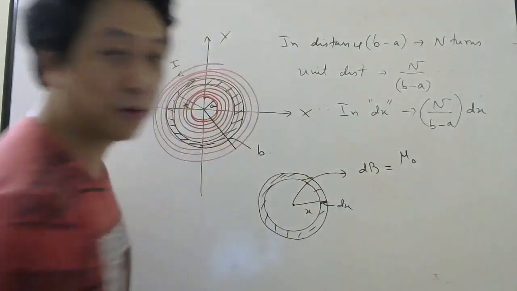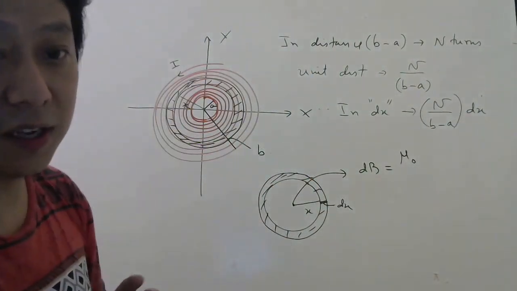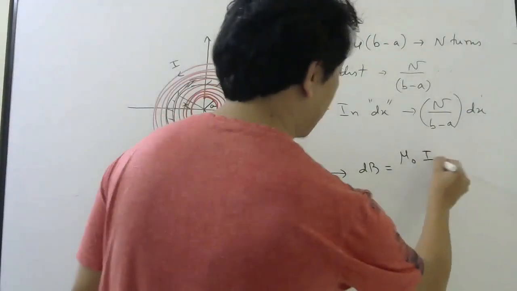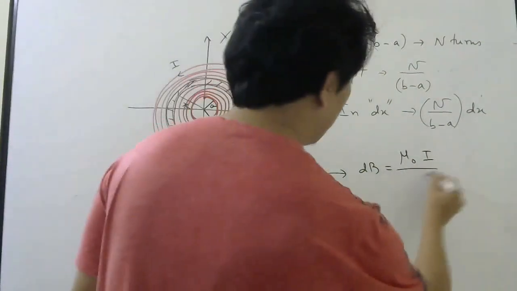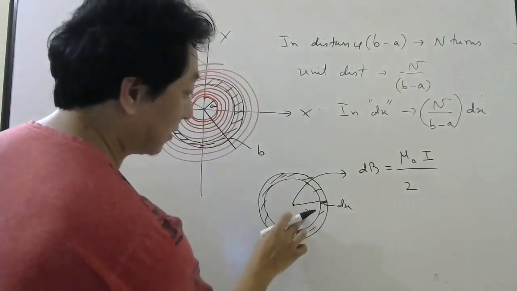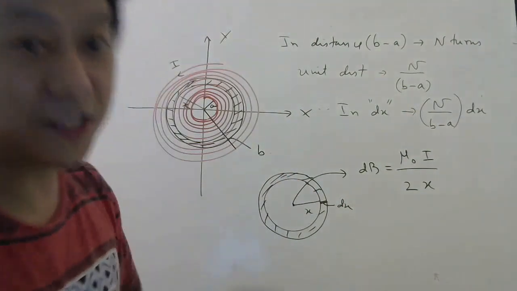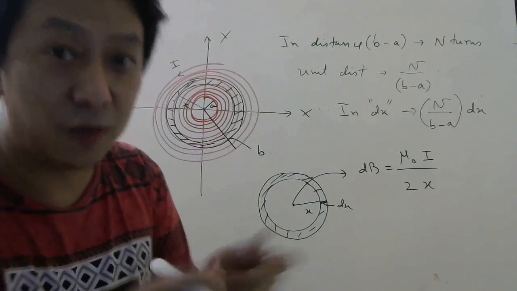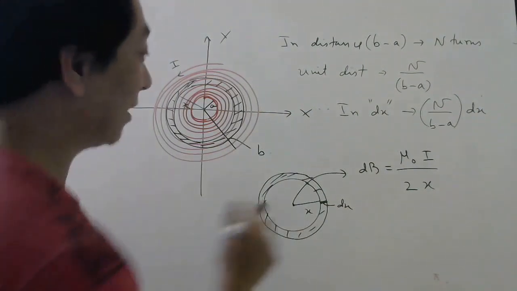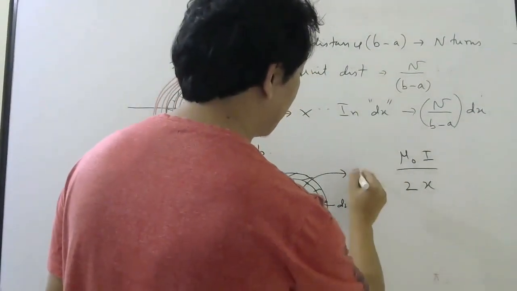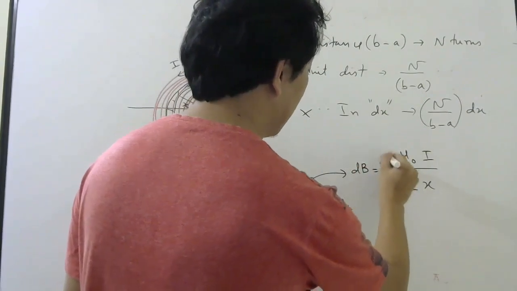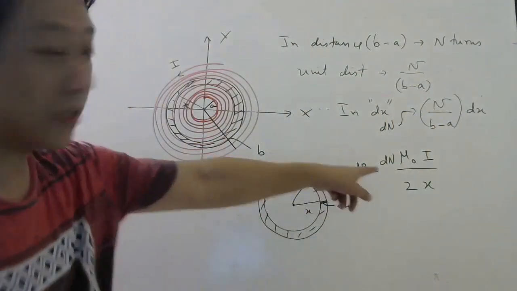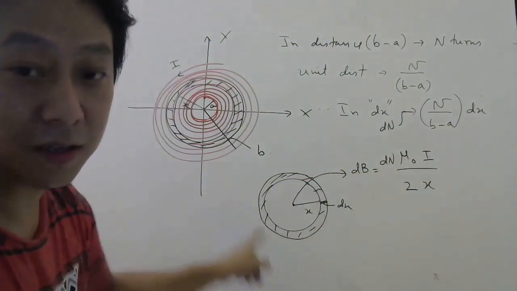So magnetic field will be what? Mu naught. What was the formula at the center of a circular current carrying wire? Mu naught I by 2r. So mu naught I, current is I everywhere, 2r. Radius of this is x. Don't write x plus dx. Even if you write, dx is very small compared to x. So when you add, you can neglect, not when you multiply. And I must include the number of turns, dn, let me say. So dn is the number of turns in this current loop.